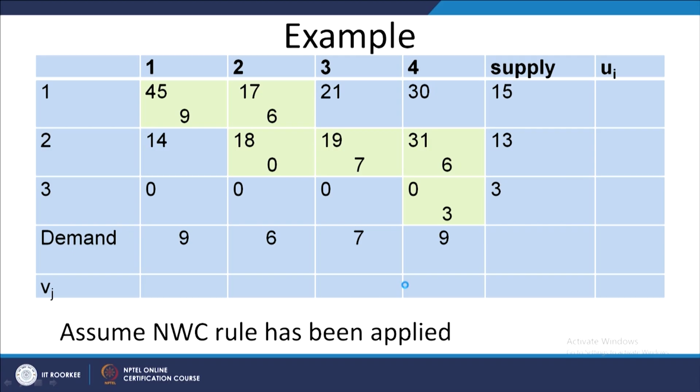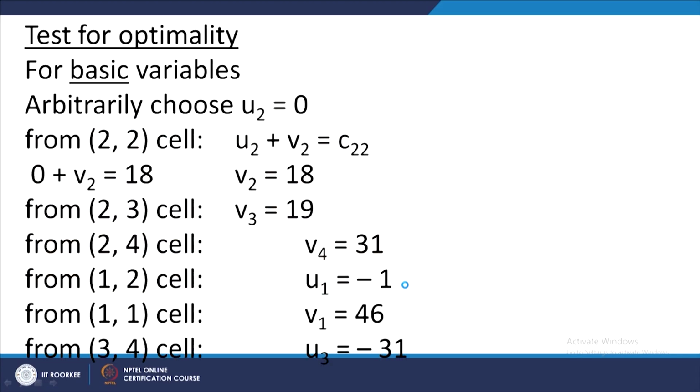So, let us take this example and we assume that the northwest corner rule has been applied, and this is the BFS that we get. So, we now need to look at the second step of the algorithm, that is testing the optimality of this BFS that we have got using the northwest corner rule. So, we will segregate the basic variables and the non-basic variables.